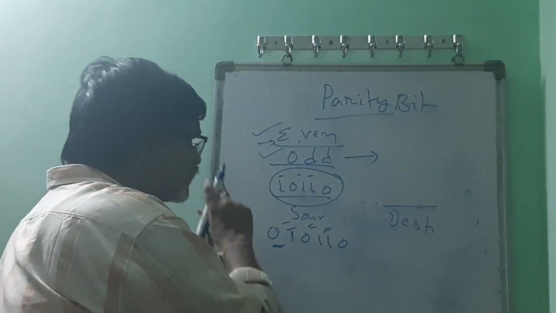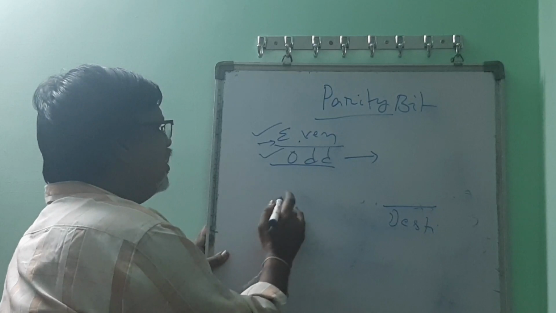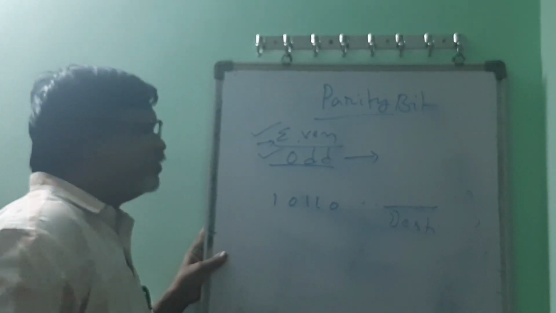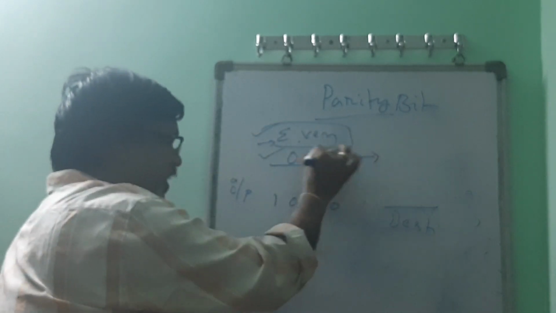But here, the basic disadvantage of this parity method is this. If you consider 10110, let's assume 10110 is your input, and we are following the even parity method.